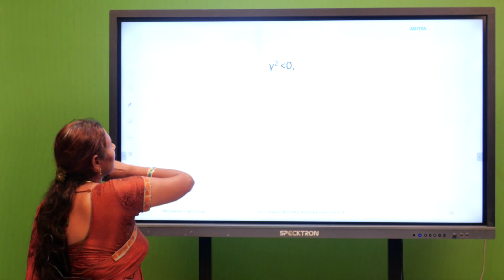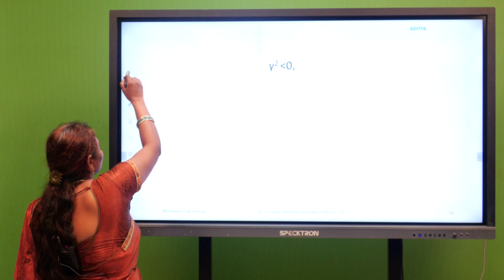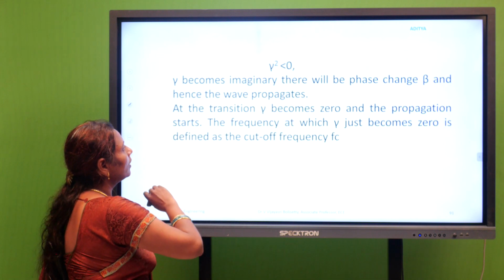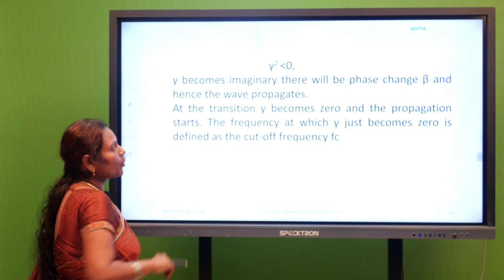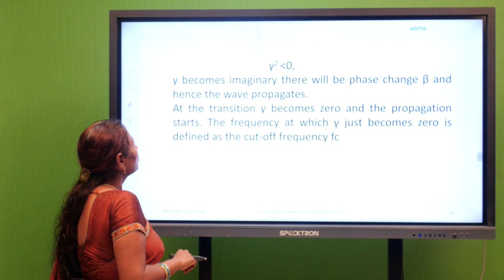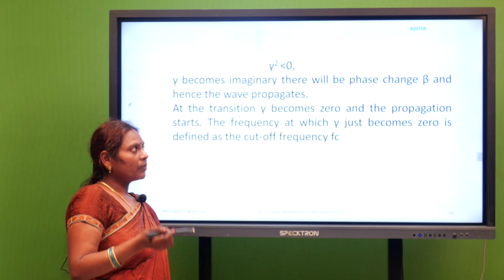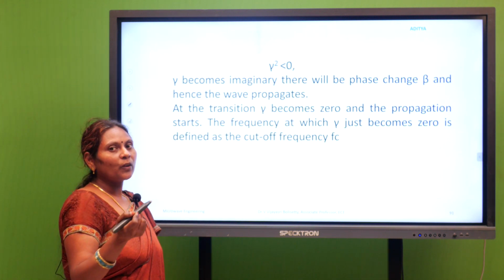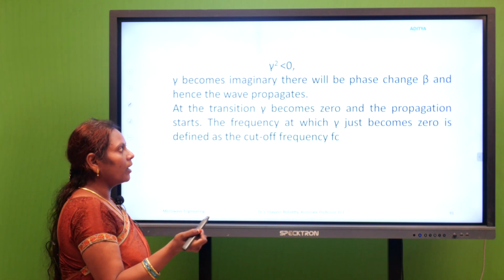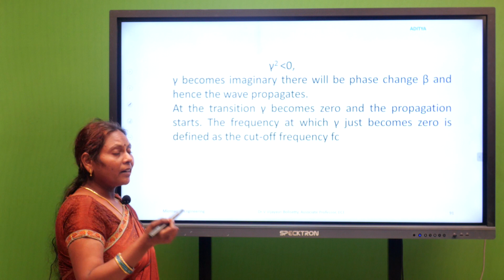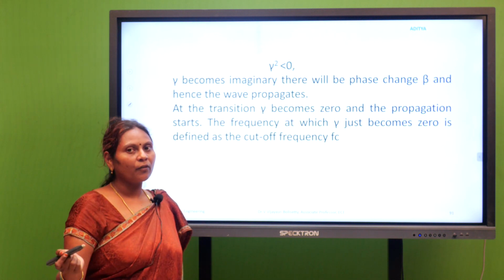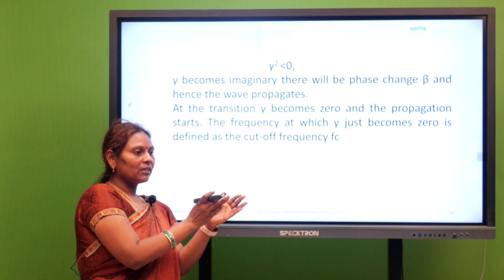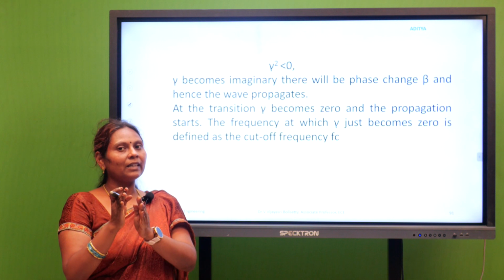So let us see that in this case, as gamma is less than 0, it is going to give an imaginary coefficient, and hence the phase change is beta, and hence the wave propagates through the rectangular waveguide. So previously we have discussed both the cases: for low frequencies, omega is small, and hence we are going to get attenuation, and at high frequencies, omega is large enough, and hence the wave propagates through the rectangular waveguide. That means low frequencies are attenuated, and high frequencies are allowed.